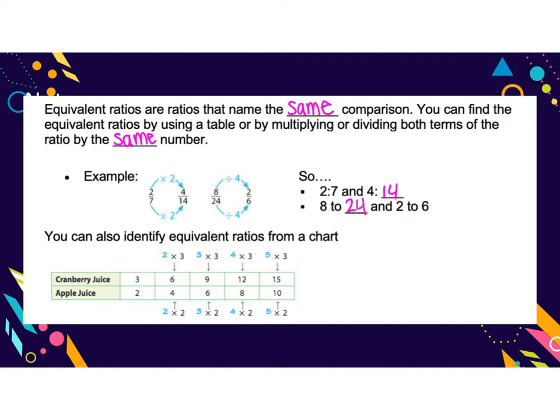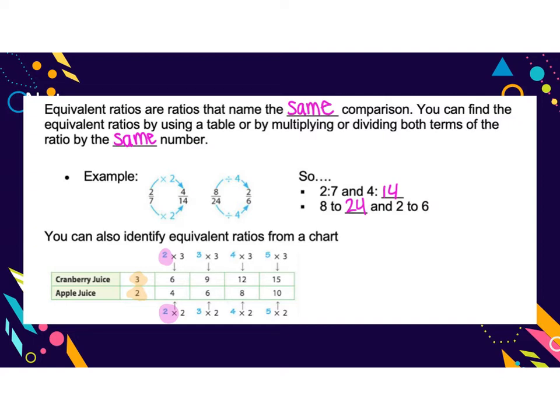We can also identify equivalent ratios from a chart. In this chart, we see cranberry juice being compared to apple juice. We see that there are 3 parts cranberry juice to 2 parts apple juice. If we were to multiply both of those numbers by 2, we would get 6/4. That is an equivalent ratio to 3/2.